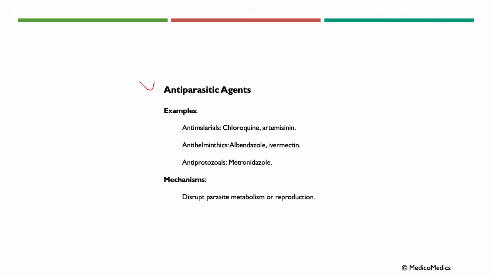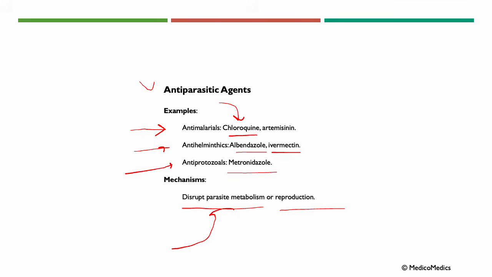And finally, antiparasitic agents. So we have antimalarials. It's used for malaria like chloroquine. We have antihelmintics like albendazole or ivermectin. We have antiprotozoals like metronidazole. And indeed, these disrupt parasite metabolism or reproduction.